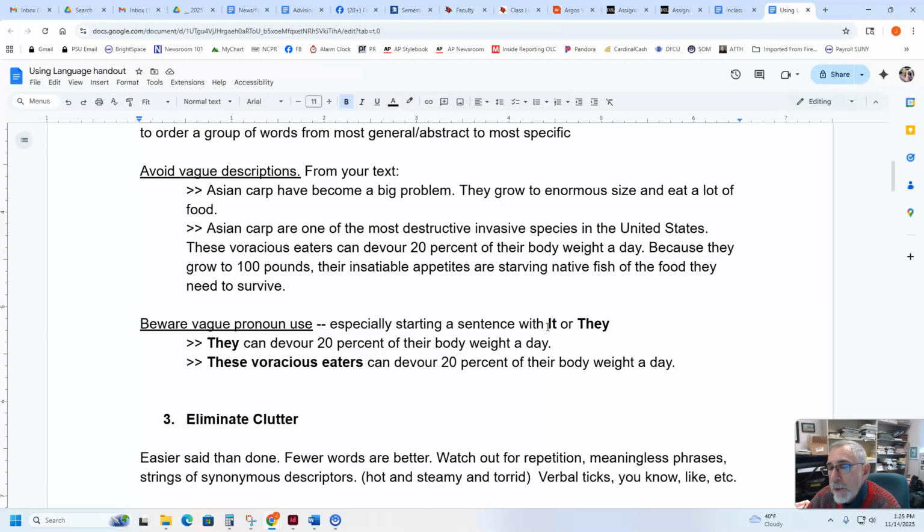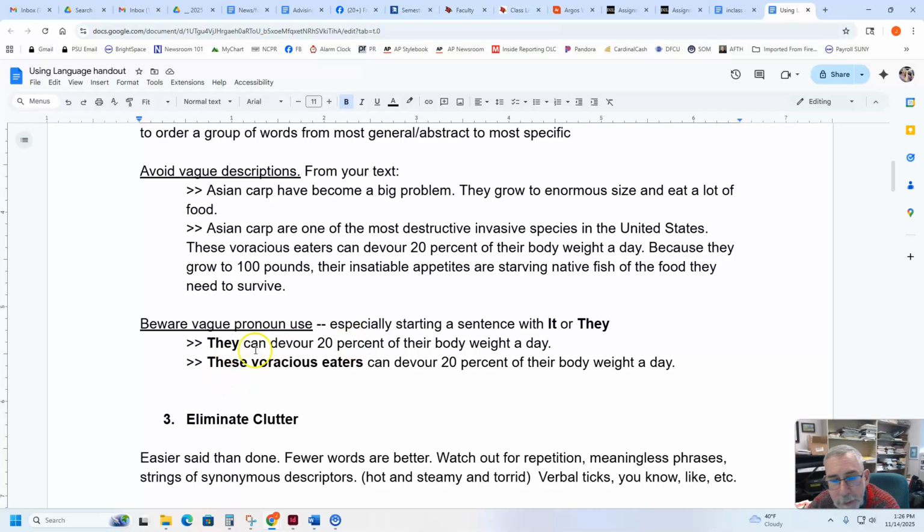It and they are supposed to be in a sentence referring to something else that came in that sentence, came before them, right? I could say, my friends are going to see the movie. They are going out to dinner first. So obviously now they refers to my friends. But if I start a sentence with they or with it, I don't know what it's referring to. So that was grammatically incorrect. Frequently, it and they are used incorrectly, and they frequently shouldn't be used at all.